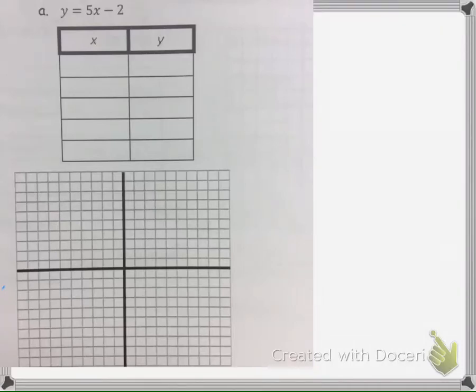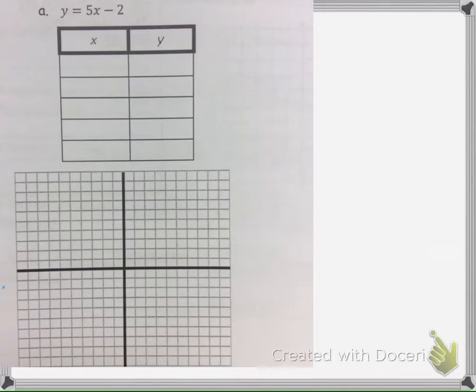Okay, so we are asked to graph this equation here. When we look at it, we've talked about in our class how to tell whether the equation will make a line when you graph the points. Since this is in y equals mx plus b form, we know it's going to make a line. So now we're going to pick x values.